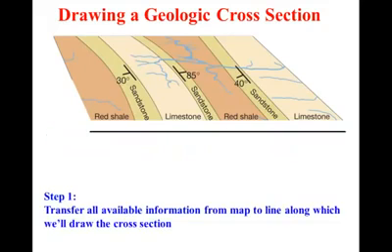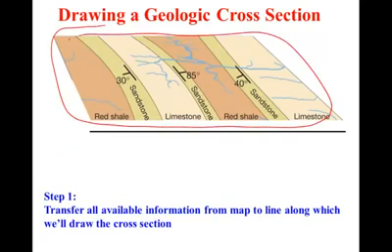The first step in drawing a geologic cross-section is to transfer all the available information that's shown on our map to the line along which we're going to draw our cross-section. Again, a cross-section is a vertical slice through the ground surface, revealing the vertical structure that area has. What kind of information is shown on the map? What do we need to transfer to our cross-section? Well, the first thing we'd want to do is transfer the location and names of all the different rock types shown in the map area.